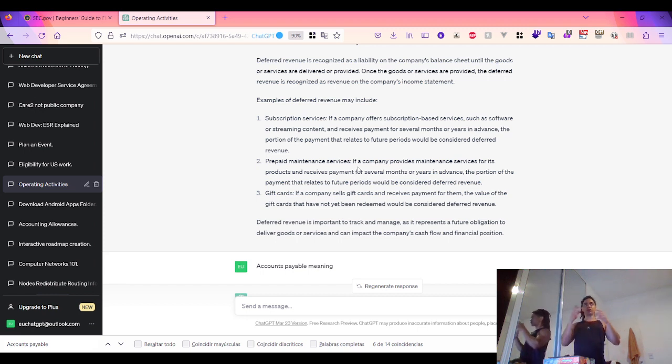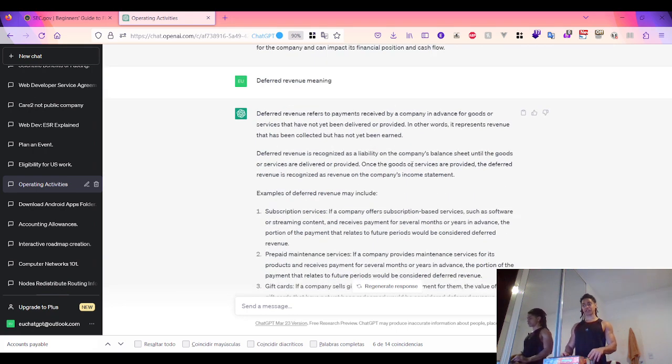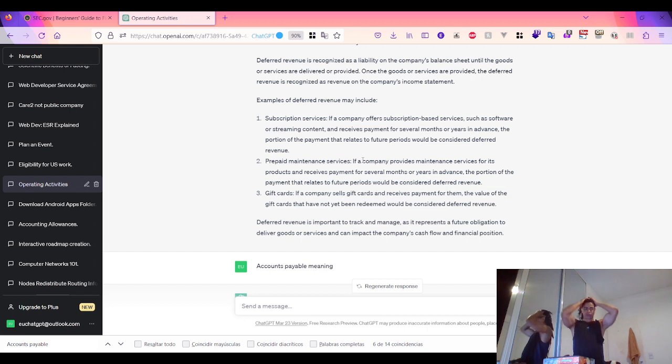So the TLDR of deferred revenue is there are payments that a company receives in advance for good and service that has not yet been delivered. For example, subscription service like Netflix, Spotify, gift cards, and prepaid maintenance service.